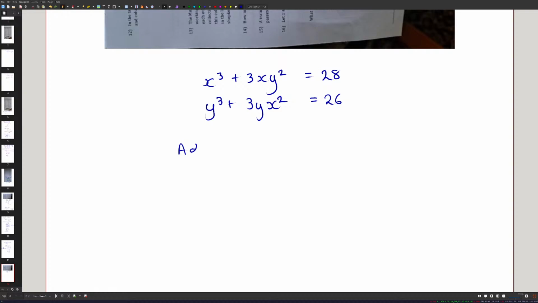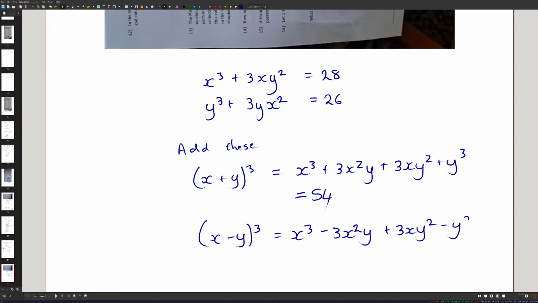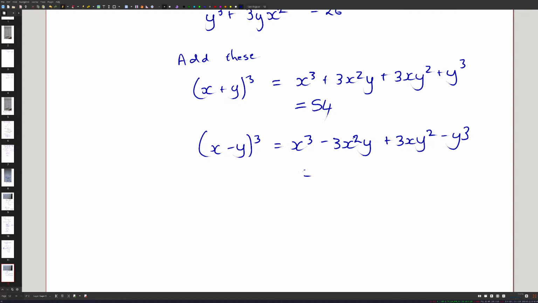If I add these, I get x plus y cubed, which if you don't know is x cubed plus 3x squared y plus 3xy squared plus y cubed is 54. And if I subtract them, I get x minus y cubed, which is x cubed minus 3x squared y plus 3xy squared minus y cubed, which is exactly the difference between these two equations. So that's good news, it's going to be 2.